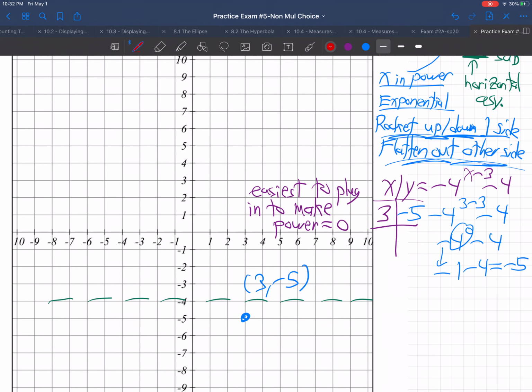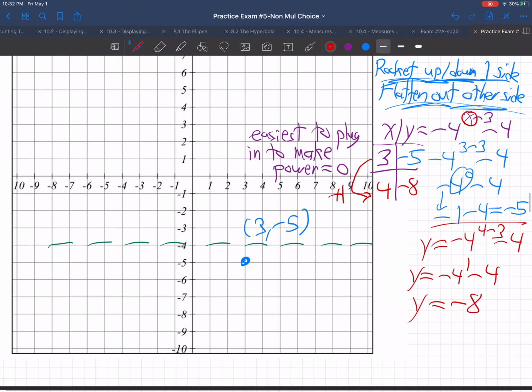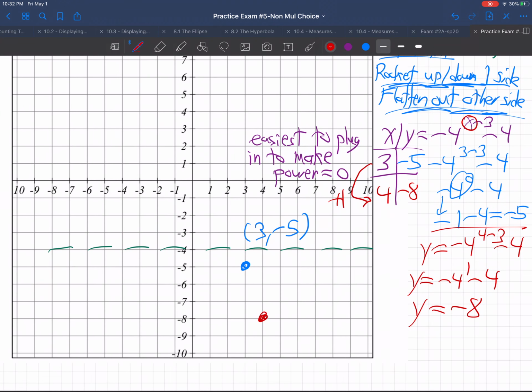We just need one more point now. So to find another point, usually we just go up by 1. So let's just go up to 4. Let me plug that in, so I'm going to get y equals minus 4, plugging in a 4 right there, to the 4 minus 3, minus 4. So y will equal minus 4 to the 1, minus 4. That's minus 8, isn't it? So that means over 4, down 8. That's right here. Over 4, down 8.